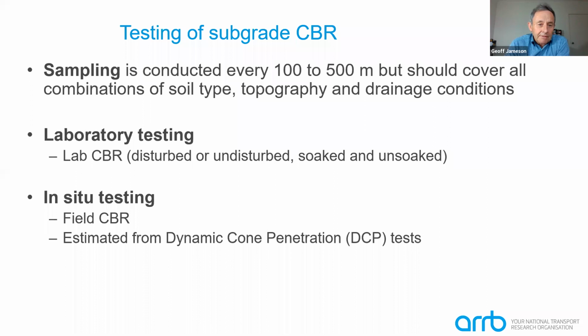Commonly for a new pavement construction, we would take those samples back and do laboratory CBR testing. That is commonly a disturbed sample. You've taken the sample from along the alignment and you've done the laboratory CBR testing either in a soaked condition or an unsoaked condition. There's also an ability to do in situ CBR testing. This is seldom done, but more commonly in situ, the dynamic cone penetrometer is used to estimate the in situ CBR.